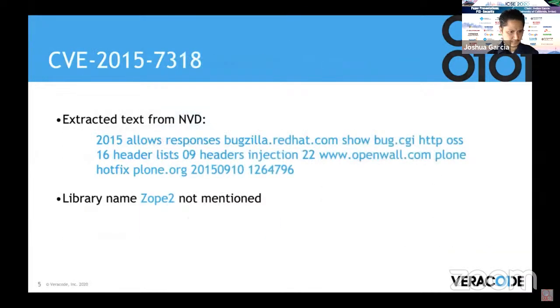Associating NVD entries with library names is not straightforward. Here we show the textual part of the data for CVE-2015-7318 retrieved from the NVD. This vulnerability actually belongs to the Zope2 Python library. However, this library is never mentioned in the textual data.